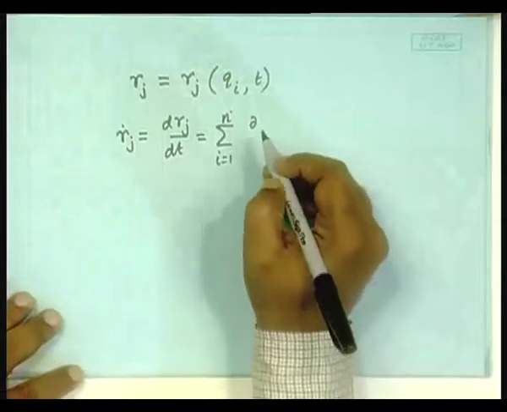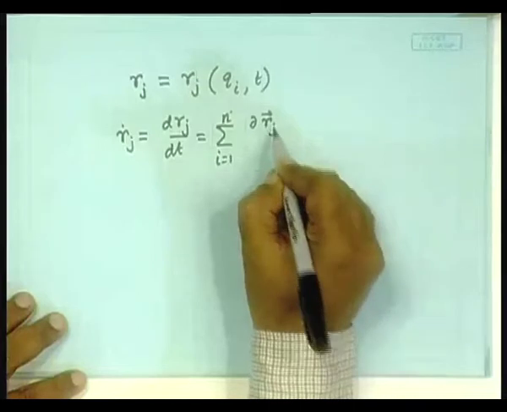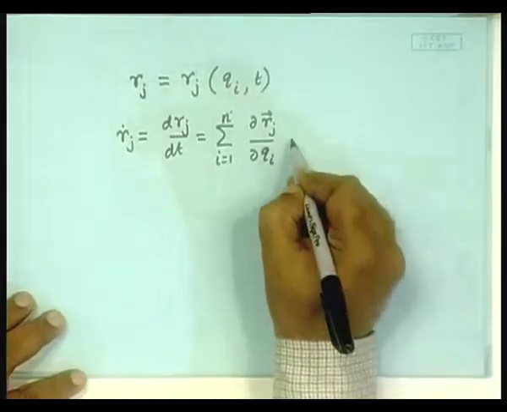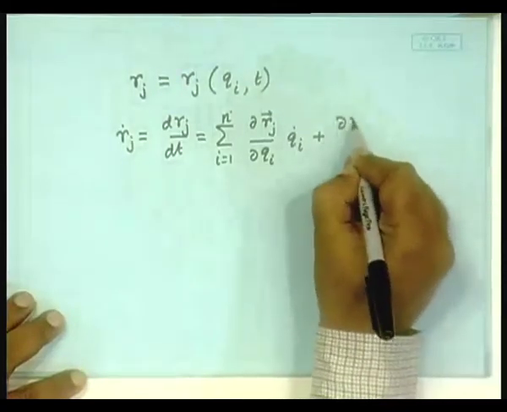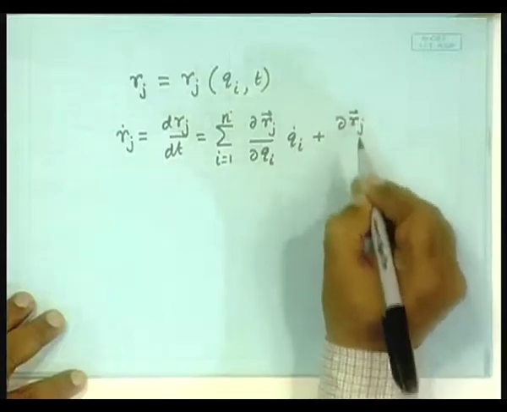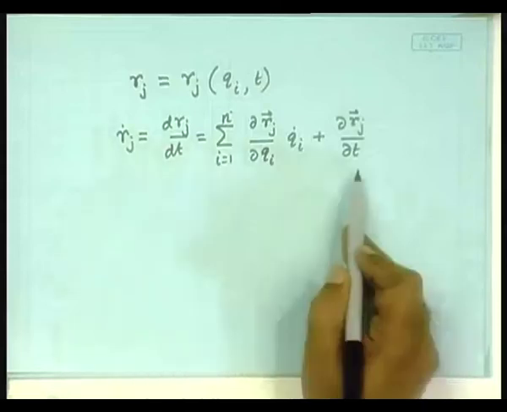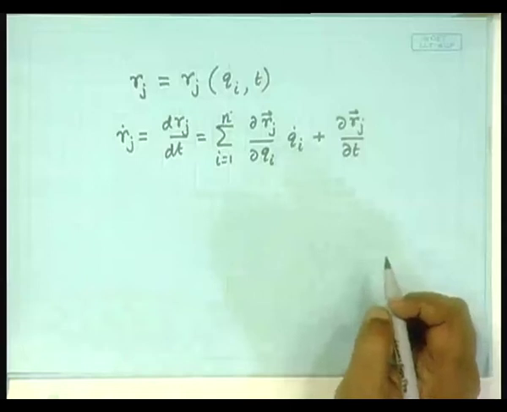And then it will be partial derivative of r j with respect to q i times q dot i plus partial derivative of r j with respect to t, okay, chain rule. Fine. Okay. We will stop here and then we will continue with this in the next class.